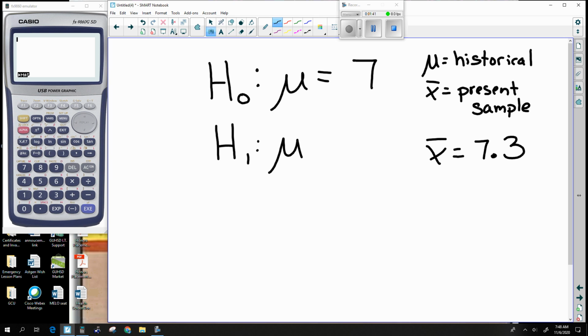H1 is what do you think is happening to this historical average? Should it be 7? Should it be bigger than 7? Should it be less than 7? Should it not be equal to 7? And so if I see that the present is 7.3, I think the average should be bigger. And so this is called your null hypothesis. And this is called your alternate hypothesis.